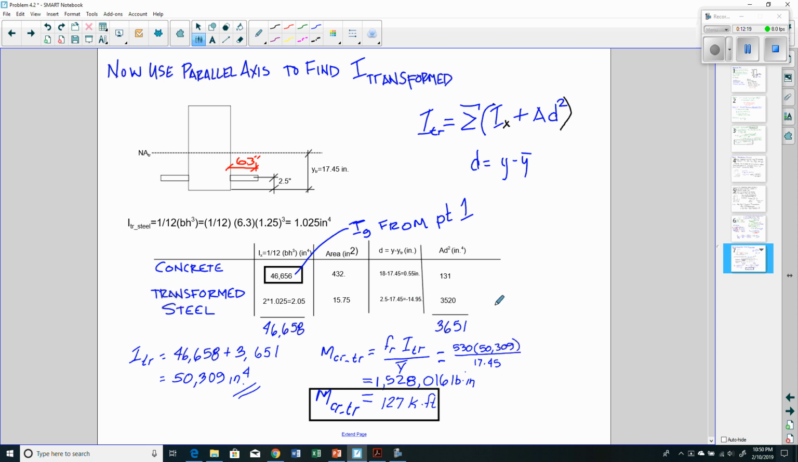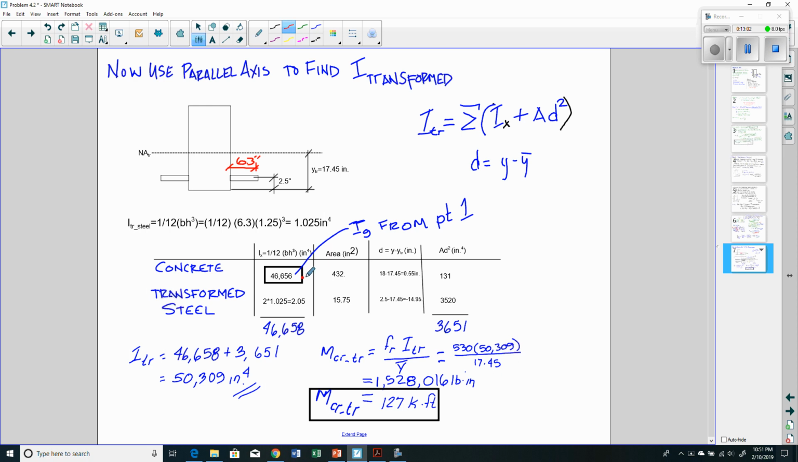So looking at the components that make up our transform section moment of inertia: the gross and the transform steel moments of inertia about their individual axes, and then each of their individual areas times the distance that the individual neutral axis is from the transform neutral axis. For the concrete section, it's only 0.55 inches from the neutral axis. We square that, and that gives us a teeny little number here, but this guy is really big, and so this is where the contribution of the steel comes from. It gives us 3,520 inches squared.